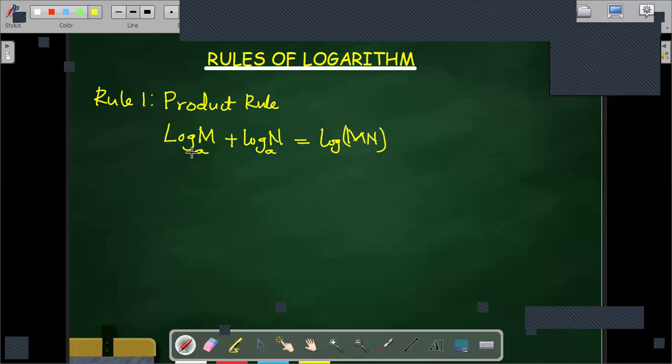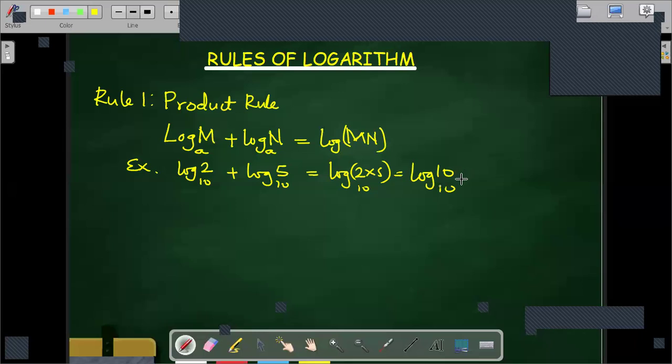An example of this is the logarithm of 2 to base 10 plus the logarithm of 5 to base 10, which gives us the logarithm of 2 multiplied by 5 to base 10, which is the same as the logarithm of 10 to base 10. This simplifies to give 1, and we are going to look at this as part of the rules: the logarithm of a number to the same base is going to give us 1.